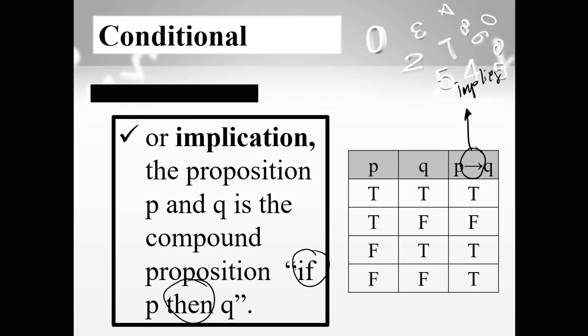So, P implies Q. Let's look at the table of the conditional. According to the rule of the conditional, your final answer will be false only when your first statement is true and your second statement is false. The rest are true. Again, for the conditional, the final answer is false only when the first statement is true and the second statement is false. The rest are true.